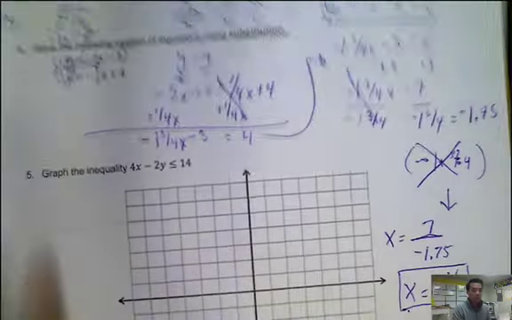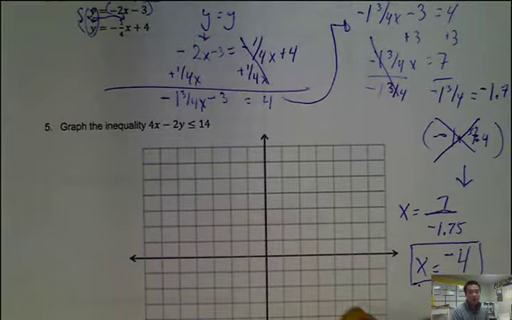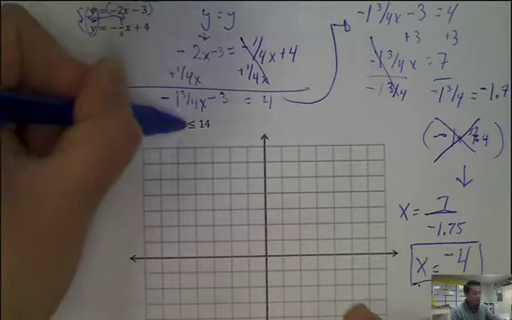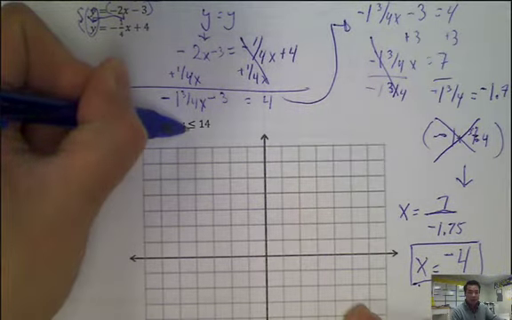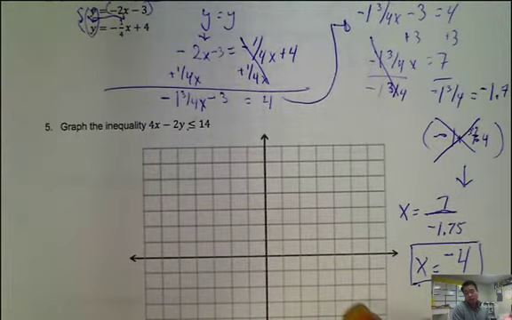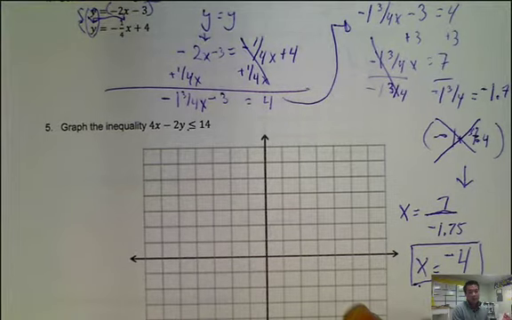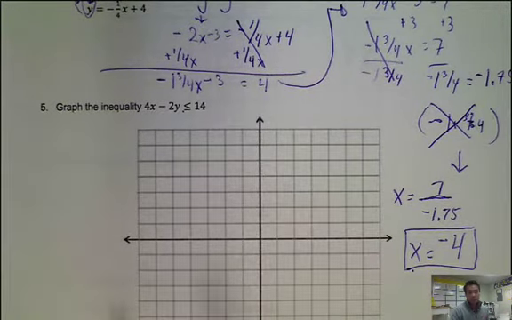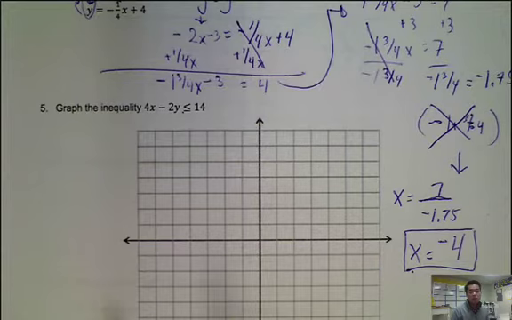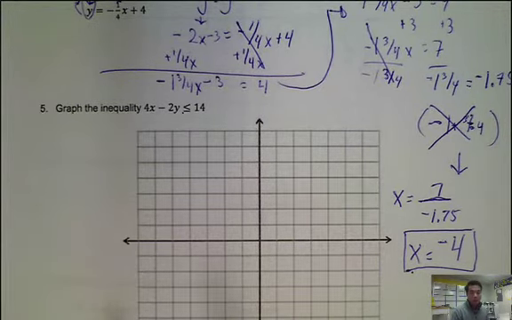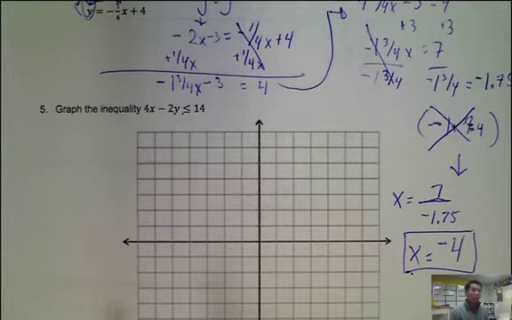This one right here says graph the inequality 4x minus 2y is less than or equal to 14. There's a couple of different ways to do this one. This is already in standard form. I know it's going to be a solid line. You can find just the x and y intercepts, plot those, and connect them, or you can solve for y is equal to, and find the y-intercept and the slope. A lot of you do it that way, so I'm going to do it that way.